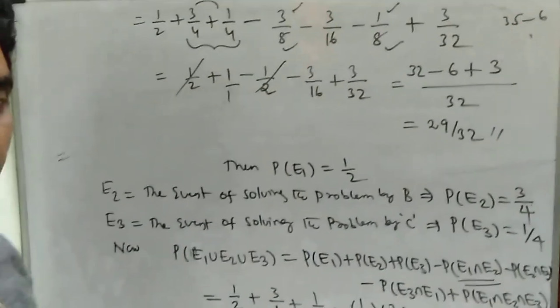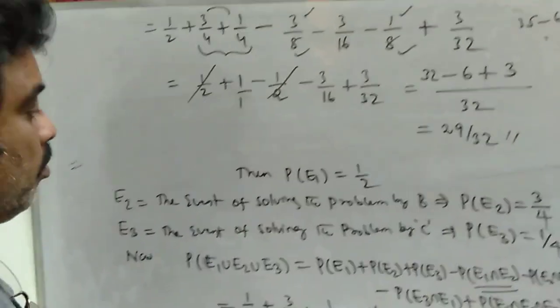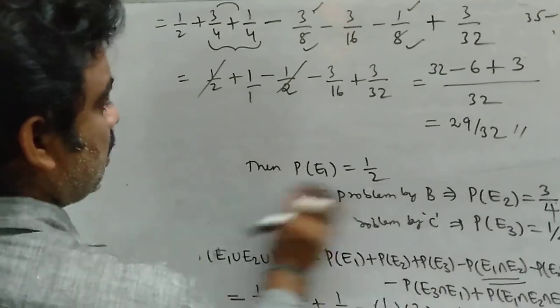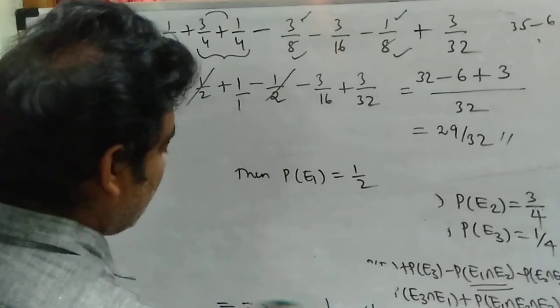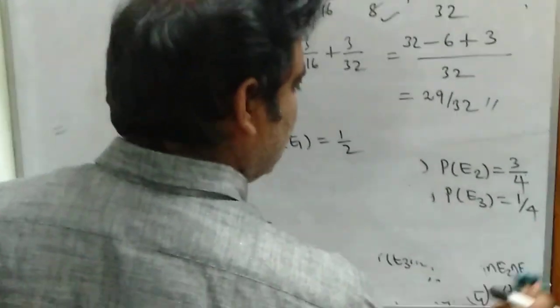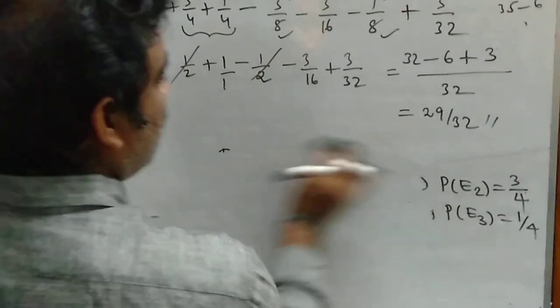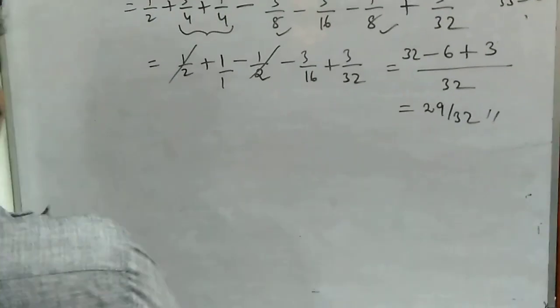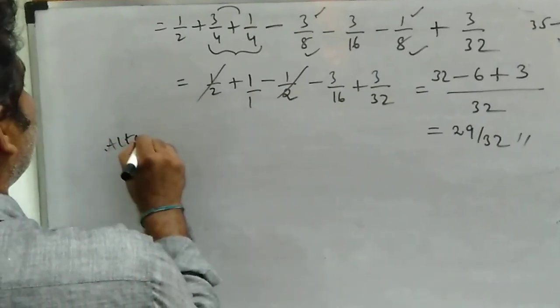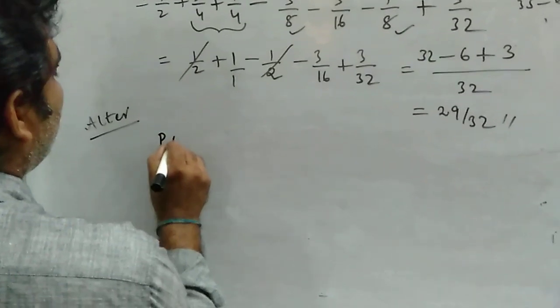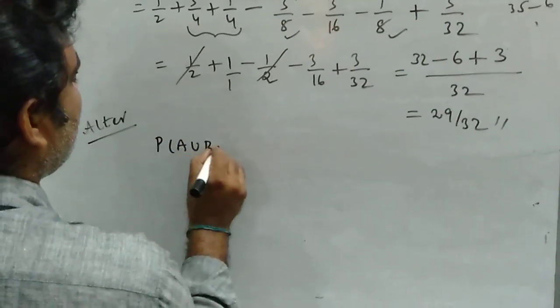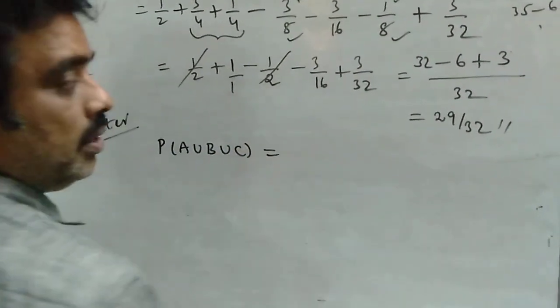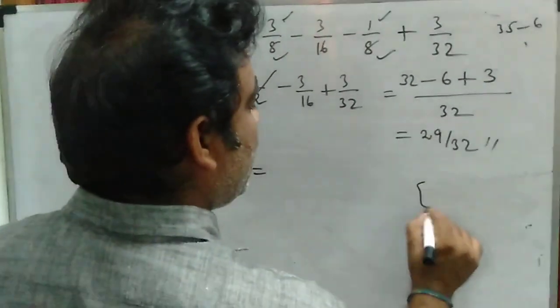So you can solve the same problem by using another model also. You can solve the same problem in another way. So that also I will show, the alternate model. What is the alternate model? You have to calculate P of A union B union C. So what I can write, what is P of A?